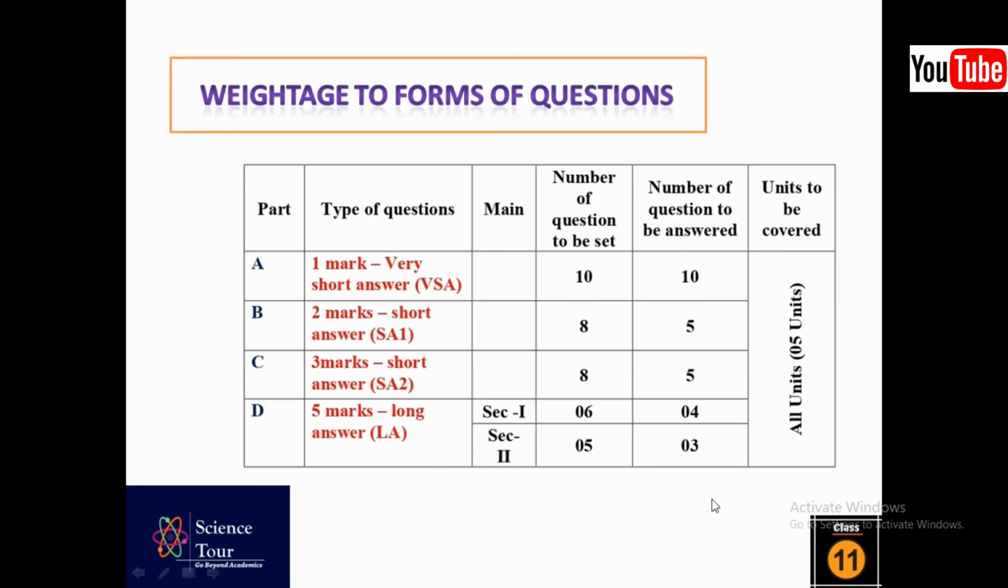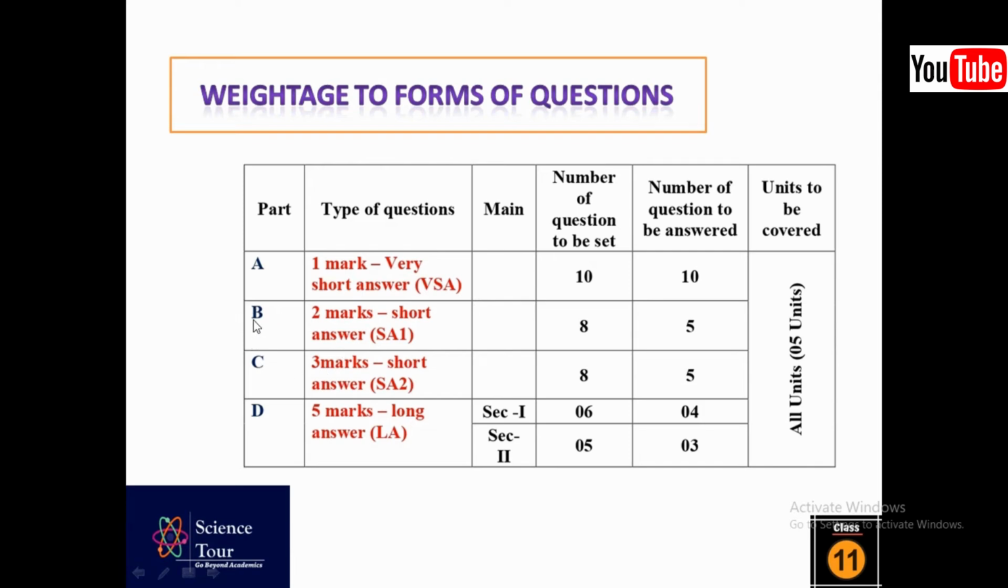Next comes the weightage to forms of questions. That means if you see the entire question paper pattern, there are A, B, C, D and E, but in D only they have made 2 sections, that is section 1 and section 2. So part A contains 1 mark, that is very short answer, VSA type of questions. So number of questions to be set is 10. Number of questions to be answered is also 10. There is no choice. Okay.